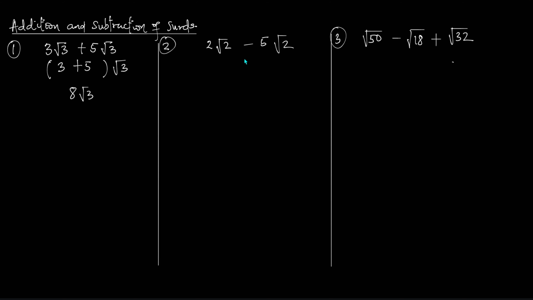For the second question, it's similar. We have a square root of 2 root 2 and 5 root 2, right? So we have to take 2 minus 5 multiplied by the square root of 2. So this is negative 3 multiplied by the square root of 2.